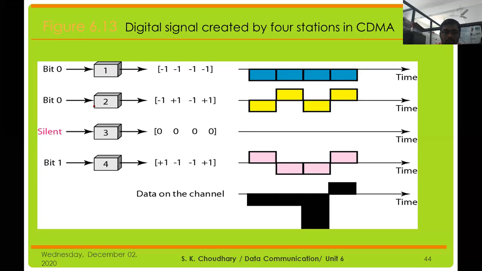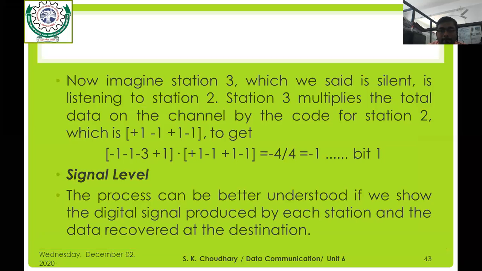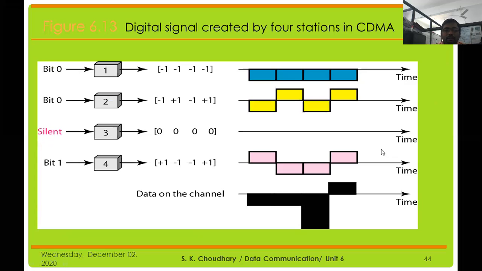So you can see here, bit 0 is sent by station 1 and 2, and station 3 is silent here, and bit 1 is sent by station 4. So if you see here, actually it is -1, so it is by mistake that bit 1 is mentioned, it is bit 0 actually. So correct it.